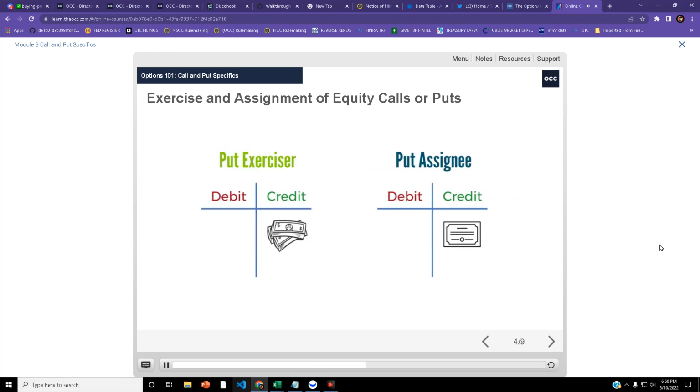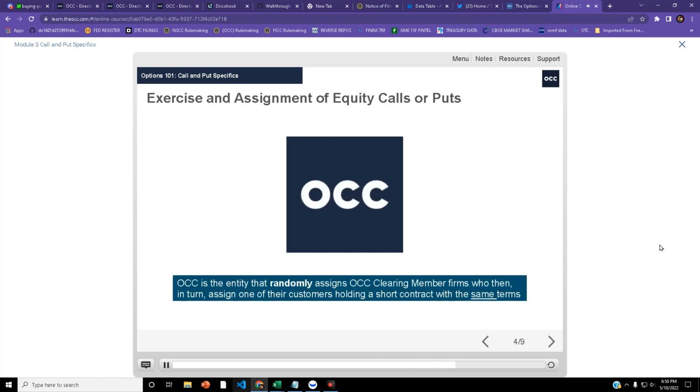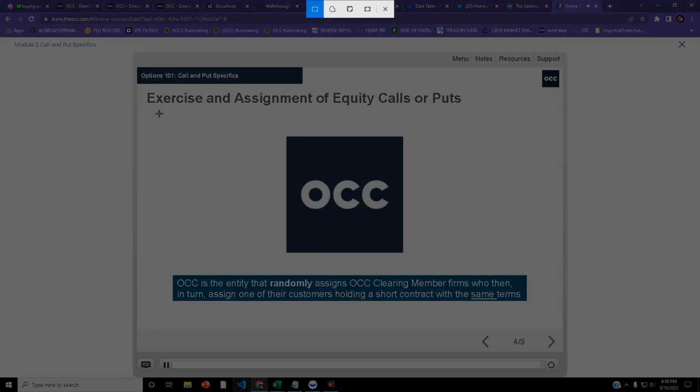Though we have already discussed OCC's role as a CCP, it should be noted that OCC also plays a pivotal role in the assignment process. When contracts are exercised, OCC is the entity that randomly assigns an OCC clearing member firm, who then, in turn, assigns one of their customers that holds a short contract position with the same terms as the buyer's contract.